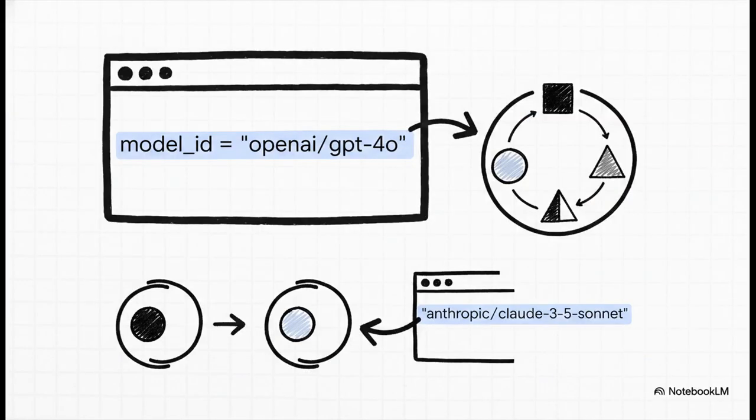And once you've done that, switching between models is almost silly how easy it is. You just change the model ID string in your API call. You want to try Claude instead of GPT? You just swap out OpenAI/GPT-4o for Anthropic/Claude 3.5 Sonnet. This lets you experiment on the fly to find that perfect sweet spot between performance and cost for any feature, without ever rewriting your core logic.